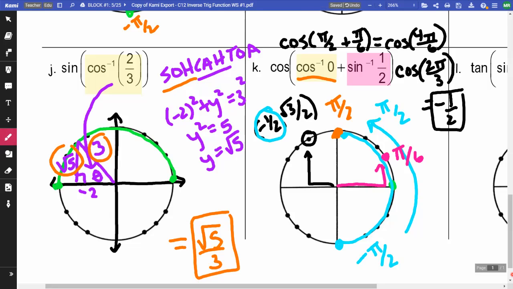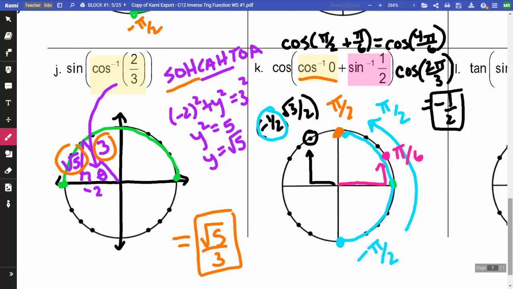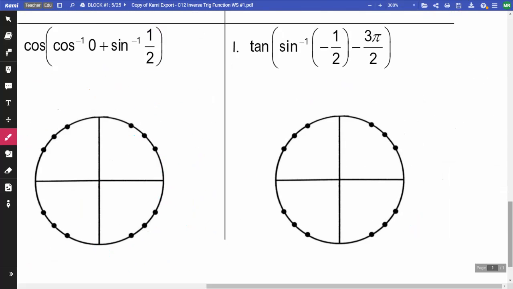So I had to find the angle in radians that gave me a 0 for my cosine, the angle in radians that gave me a 1/2 for my sine. I took those two angles and I added them. So pi halves or 3 pi 6 plus pi 6 is 4 pi 6, and that reduces down to 2 pi thirds. Okay.